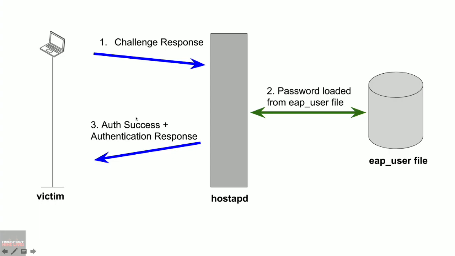The problem is that, as we mentioned, this spot here where I'm waving my mouse is actually where this process is going to break down if you don't already know the victim's password, right? Because they've sent us the challenge response, but we don't have their password or NT password hash, which is password equivalent, in the EAP user file. So this is going to fail right there.